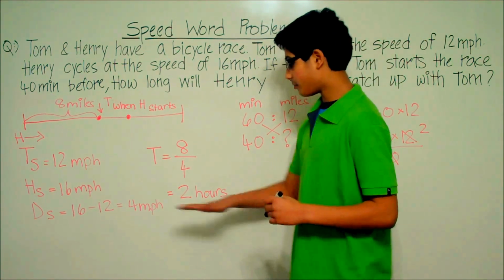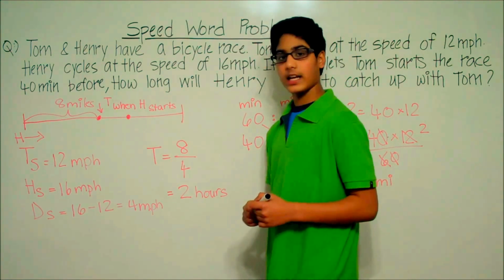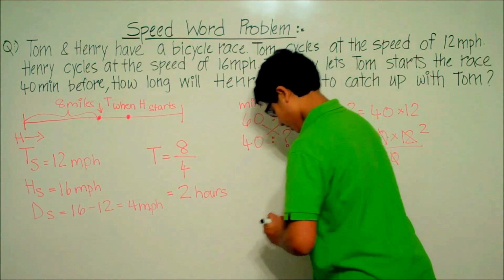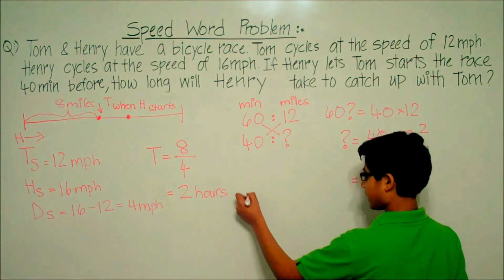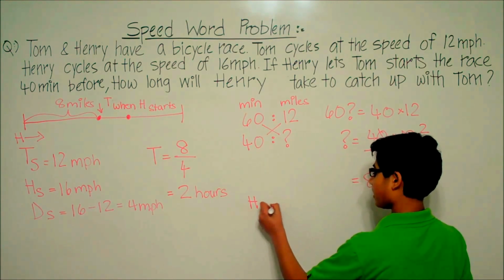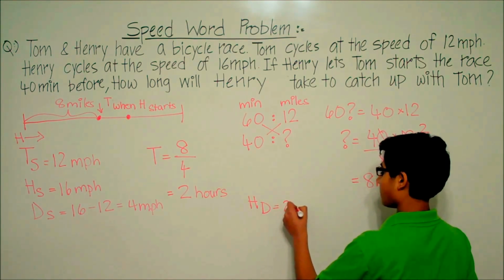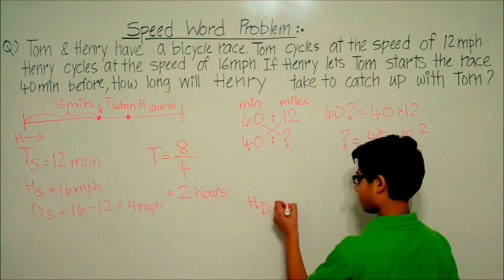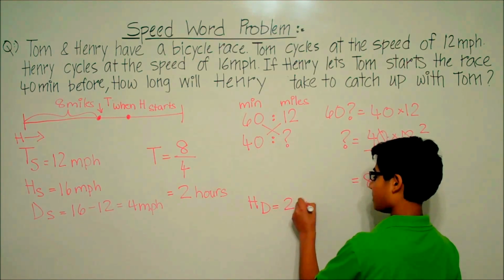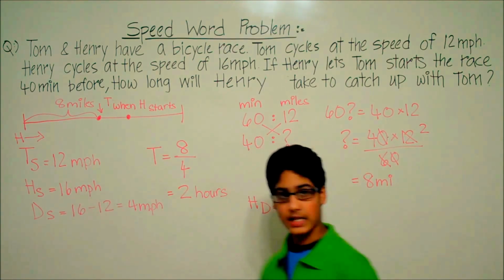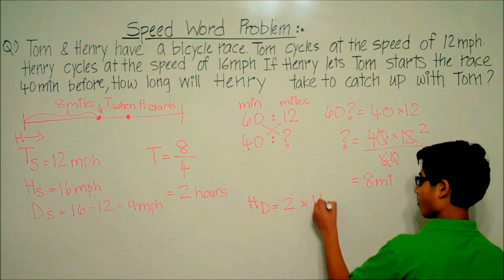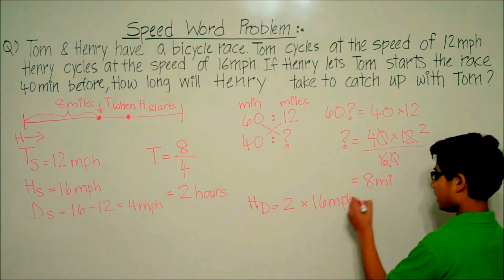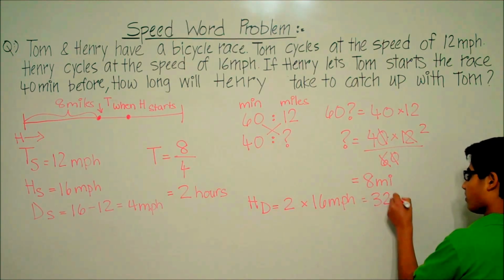Now let's verify if 2 hours is how long Henry will take to catch up with Tom. So, Henry's distance, let's use a different marker. Henry's distance, H for Henry, D for distance, is equal to the 2 hours times his speed, which is 16 miles per hour. Which is equal to 32 miles.